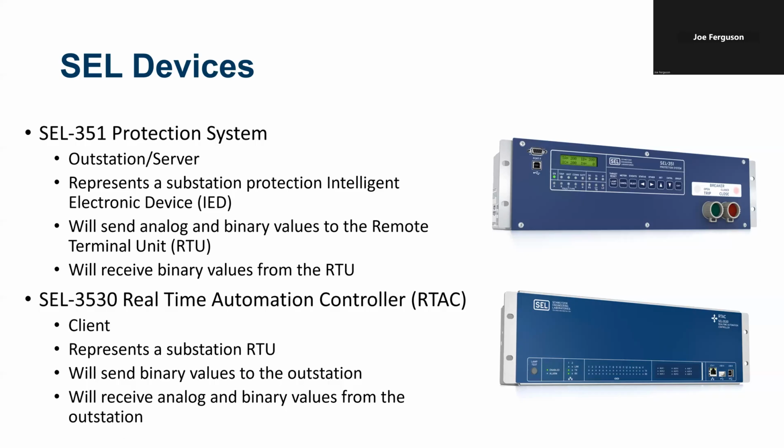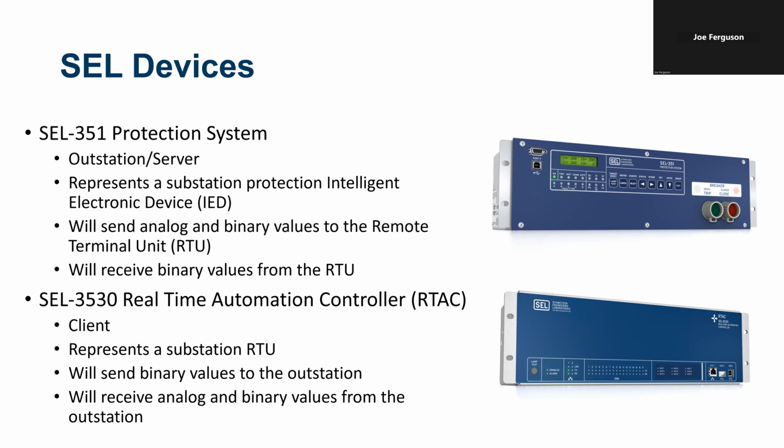For this walkthrough, I'm going to be using an SEL-351 protection system. It's a SEL relay that you'd find in a substation. It's going to be the outstation device or the server, and it represents a substation IED. Joe talked a little bit about IEDs earlier, and we're going to be sending some binary and analog values from the 351 to the remote terminal unit, or RTU.